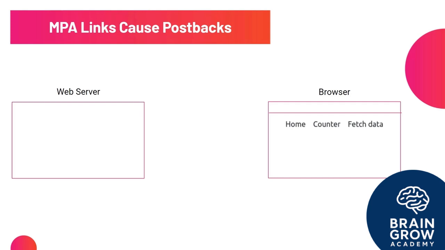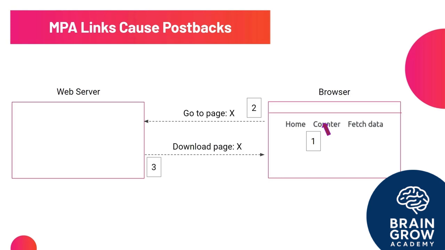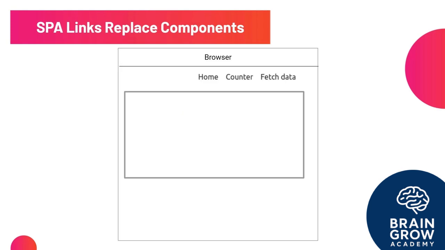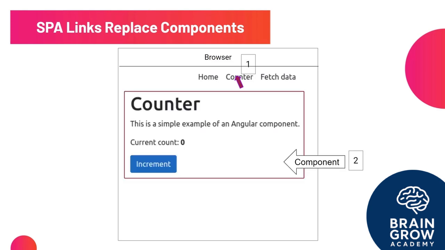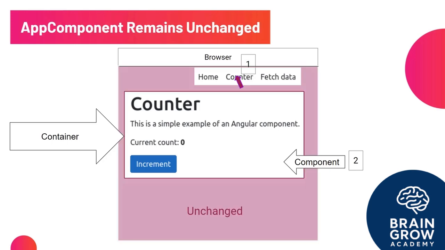So in multi-page applications, when a user clicks a link, an entire web page is downloaded from the web server, as we already know. And the current page is unloaded and it's replaced with a recently downloaded page. Page navigation mechanism is different in single page applications though. When you click the counter link in the default application, the counter component is loaded to a specific portion of the page and the rest of the page remains unchanged.